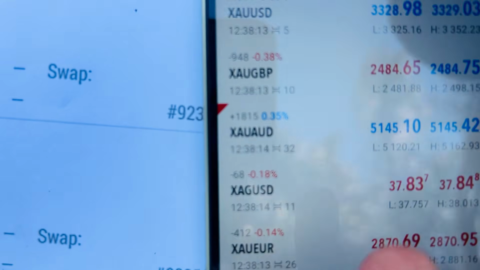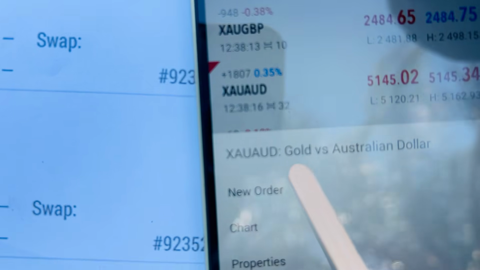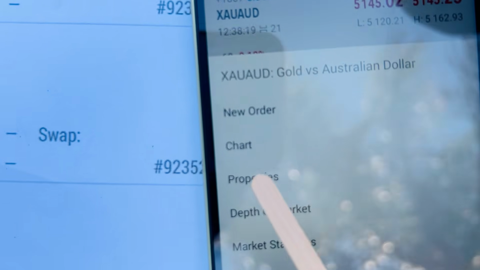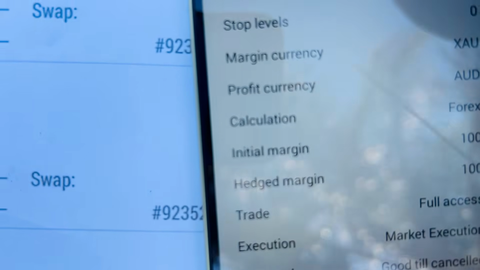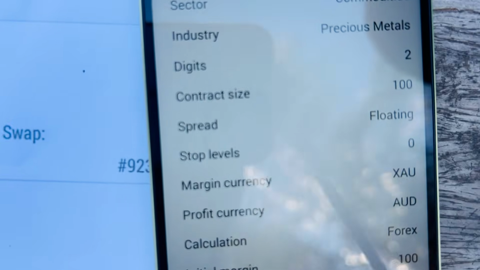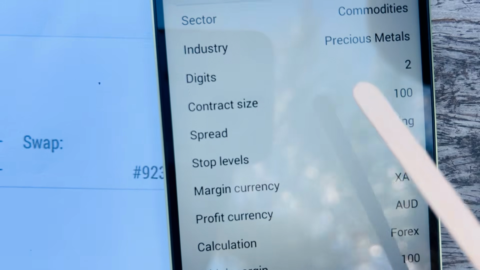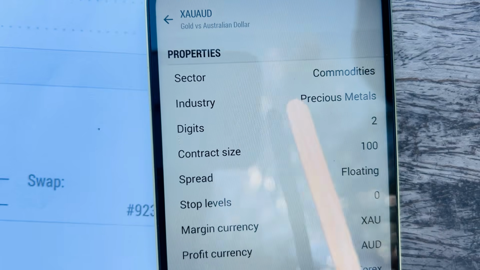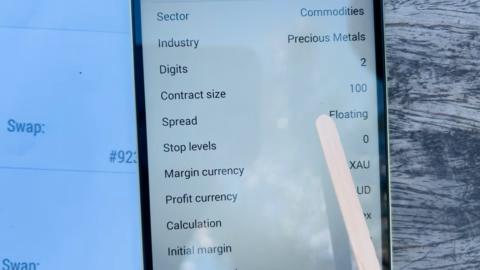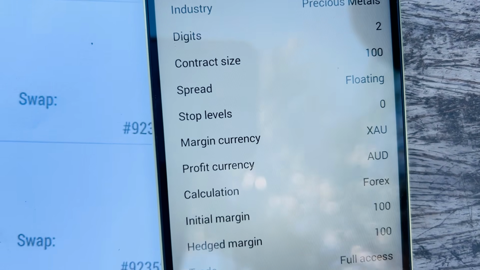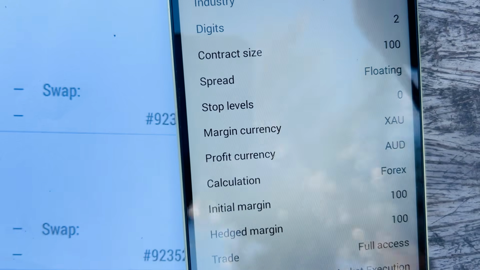Let's click on this asset again. Click on XAUAUD, which is gold versus the Australian dollar, and click on properties. If you're using an iPhone, you'll just go to details. Now, we have a fixed spread, we have a variable spread. Let's look here. These are the properties of an asset. The properties here, we have a spread that is floating. A spread that is variable is floating, it will keep changing.